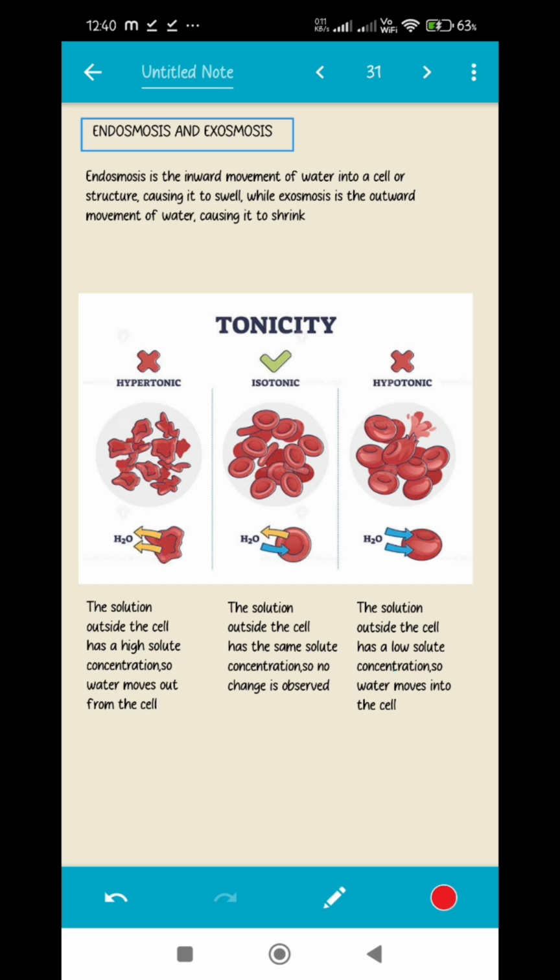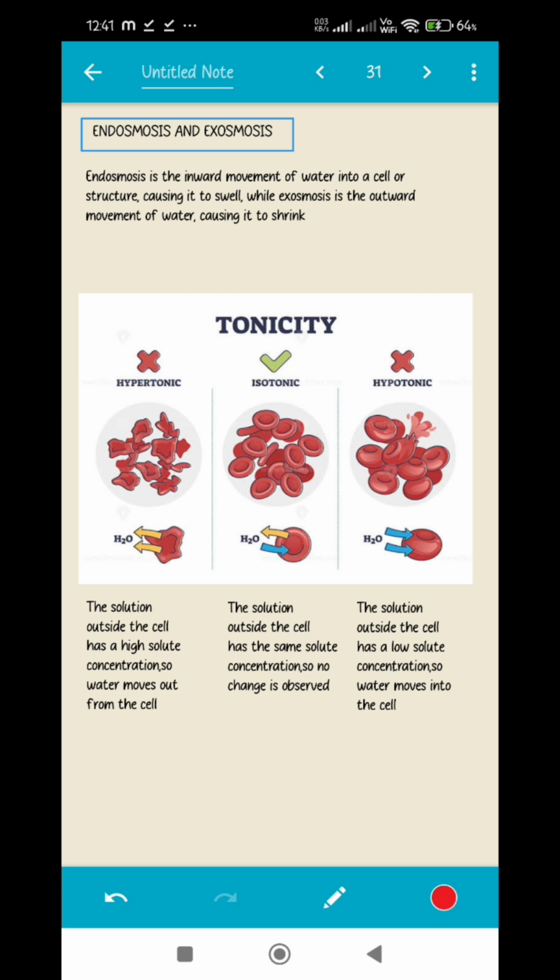the cell to shrink. So as you can see in the diagram below, there is a term tonicity. We are coming to that later. Before that, let's see in the first picture, red blood cells have been placed in a solution so that the water is moving out of the red blood cells. So this is a case of exosmosis, and the cells are shrinking. In the last diagram, as you can see, the red blood cells have been placed in a solution such that the water is moving into the red blood cells and they are swelling up to an extent that they are bursting open. So this is exosmosis and endosmosis, like you can see in the diagram.